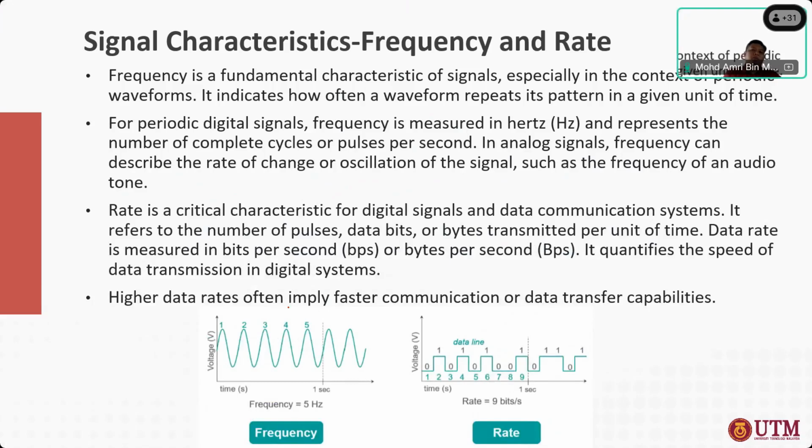For analog, frequency is measured in hertz, which represents how fast the signal completes one cycle. And for digital, usually we call it the rate: how fast the digital bits are transferred, or how many bits of digital signal are transferred in one second. So that's the difference between analog and digital, frequency and rate.